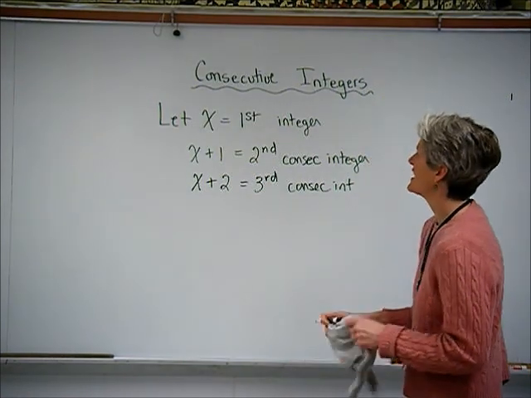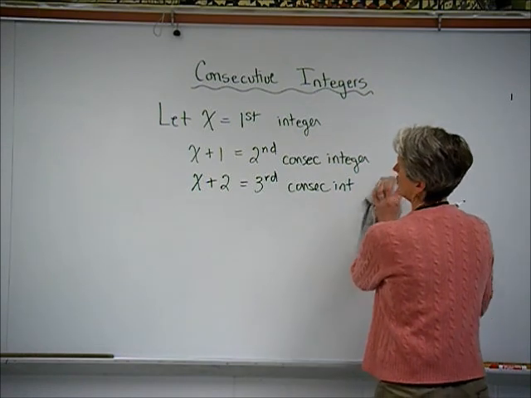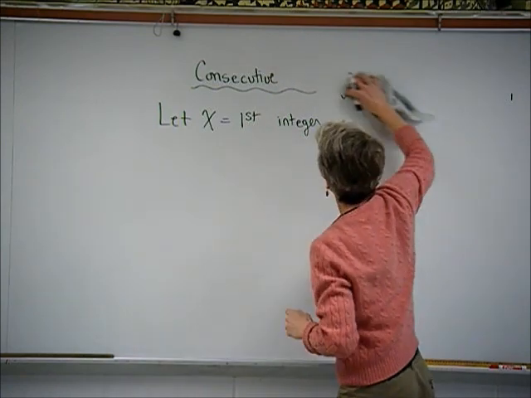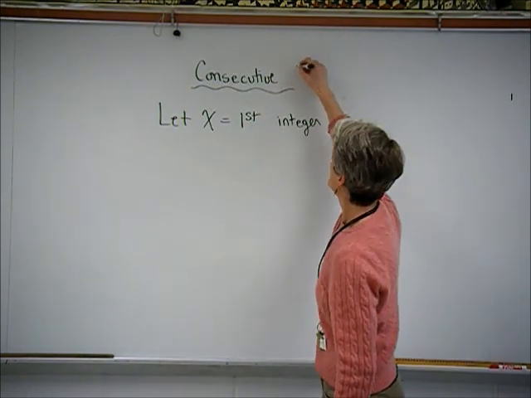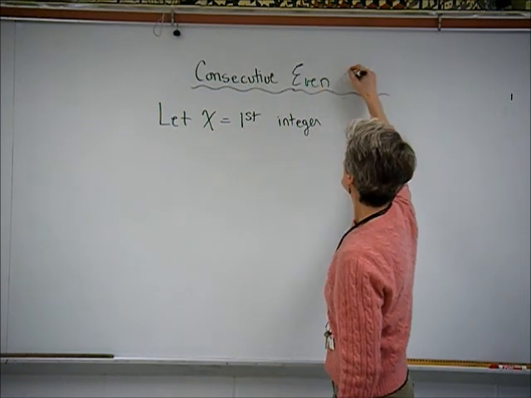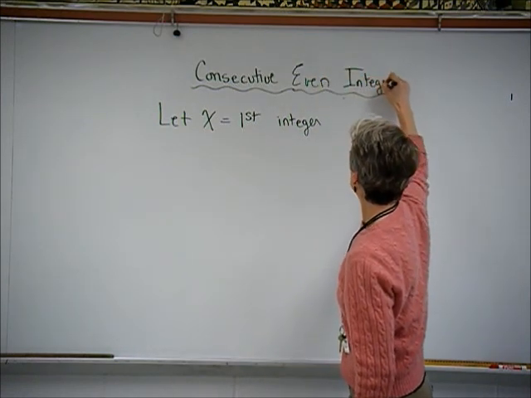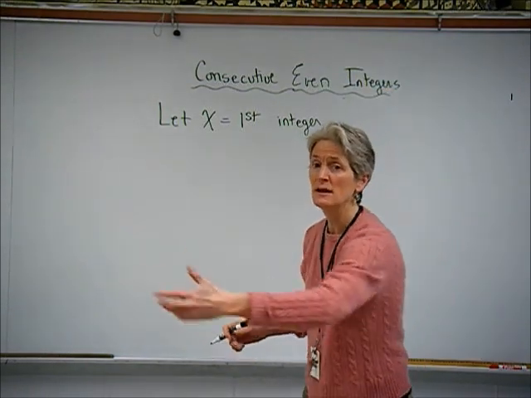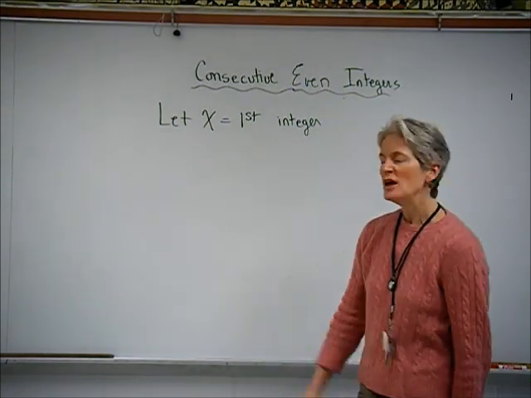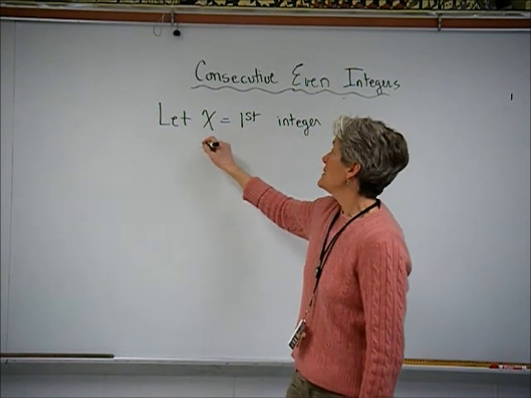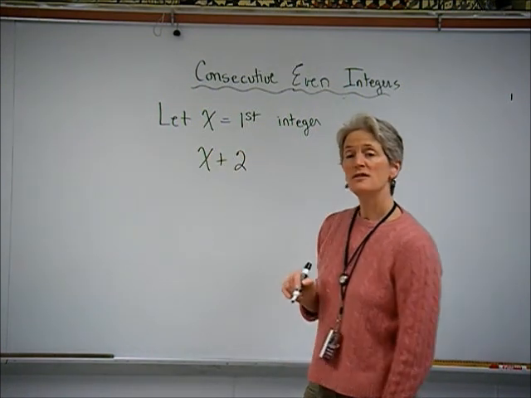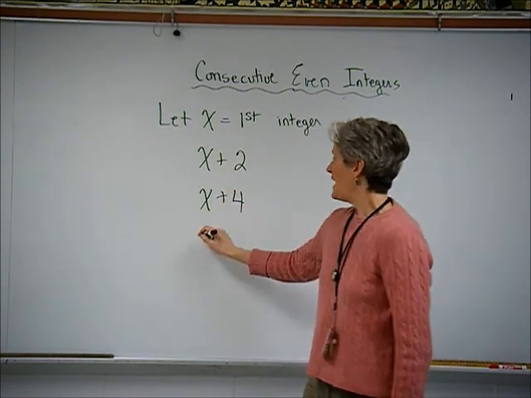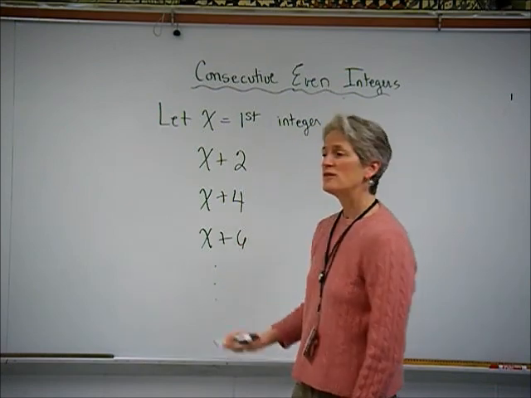What if I said I didn't have consecutive integers, but consecutive even integers? Okay? Well, again, you want to think about how far apart those integers are. How far apart are even integers? Well, let's think about what my even integers are. They're 0, 2, 4, 6, 8, 10. How far apart are they? They're 2 apart. So if my first integer is called x, my next even integer would be x plus 2. My next even integer after that would be x plus 4. And my next one would be x plus 6, etc. You see how this works?